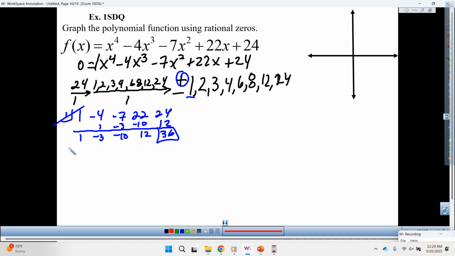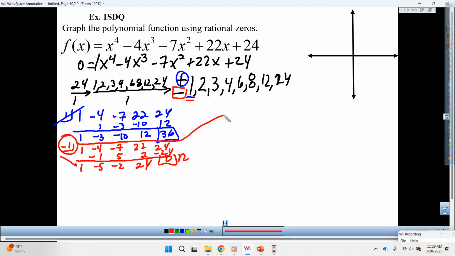Next, let's go with negative 1. Negative 1. 1, negative 4, negative 7, 22, 24. Negative 1 times 1 is negative 1. Combined, that's negative 5. Negative 1 times negative 5 is 5. Combined, that's negative 2. Negative 1 times negative 2 is positive 2. Combined, that's 24. And negative 1 times 24 is negative 24. That leaves us with 0. This is our first 0.